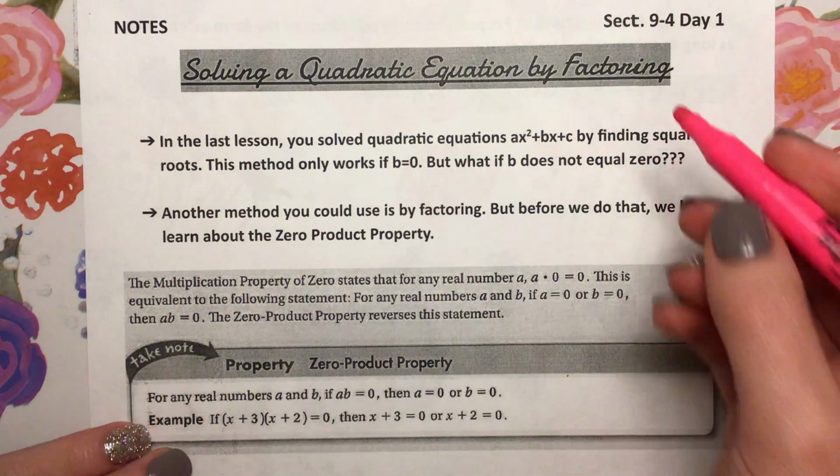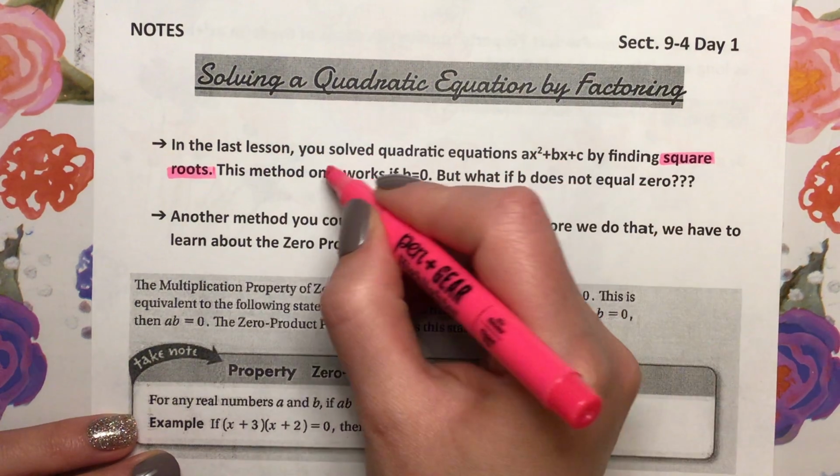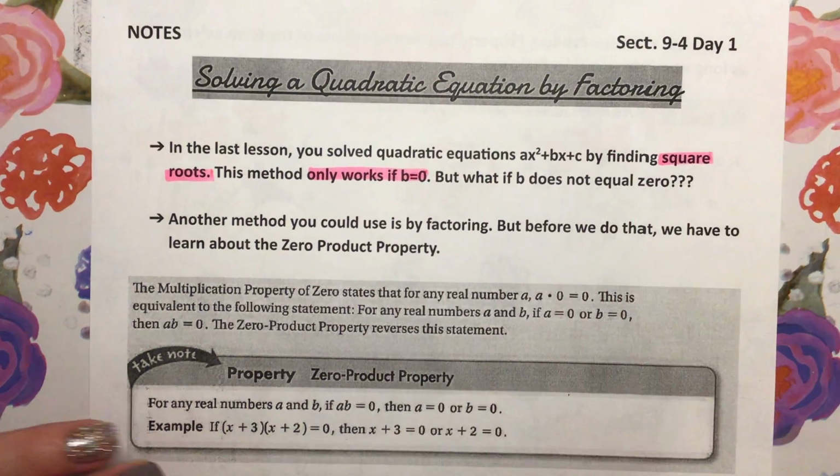So square roots only works if b equals 0. But what if b doesn't equal 0? So in this situation, we can use factoring.